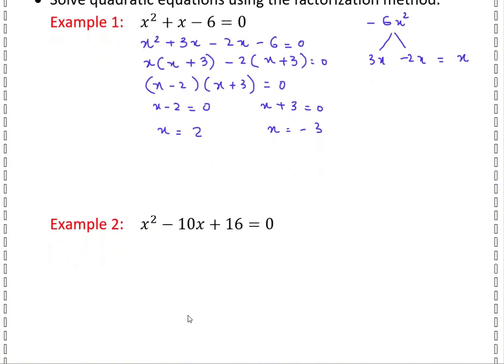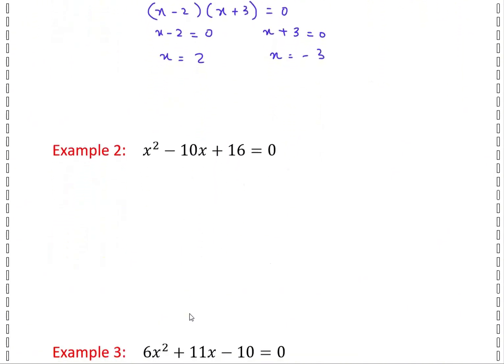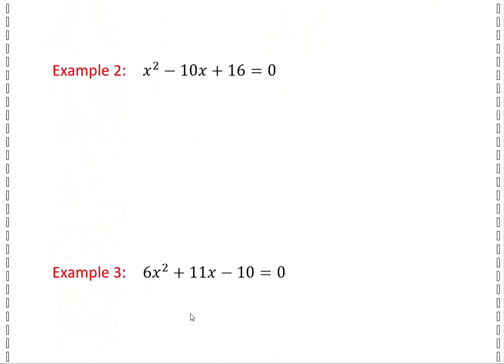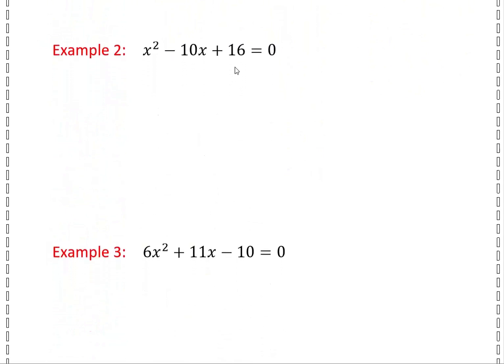Let's solve another example of solving quadratic equation using factorization. In this example, we have x squared minus 10x plus 16 is equal to 0. First of all, we will multiply x squared by 16. So we will get here 16x squared. We will make factors of 16 in such a way that we get 10 as a result. So the factors of 16 are 8 and 2.